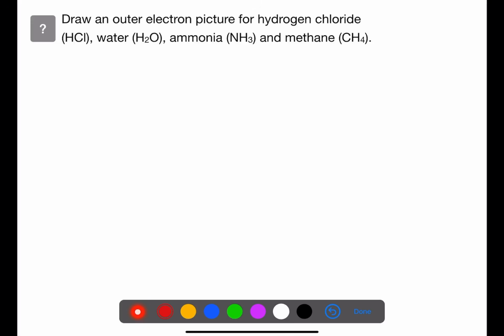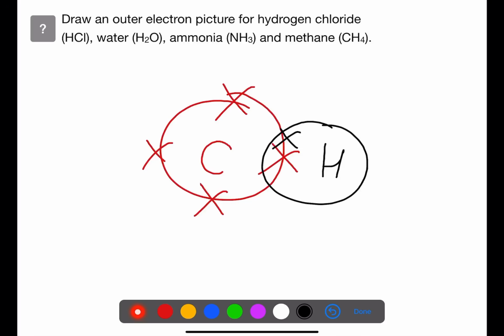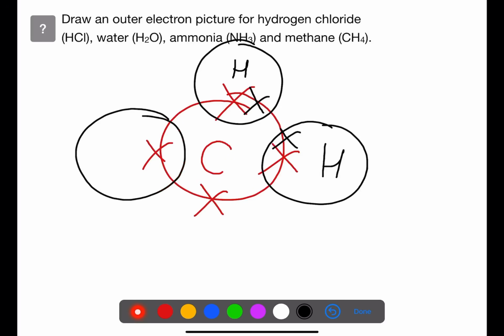Finally, methane. We'll start in the centre with carbon. Carbon has 4 outer electrons. This leaves 4 spaces to join on hydrogen. The formula for methane is CH4.